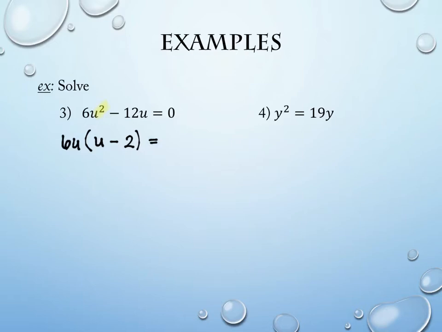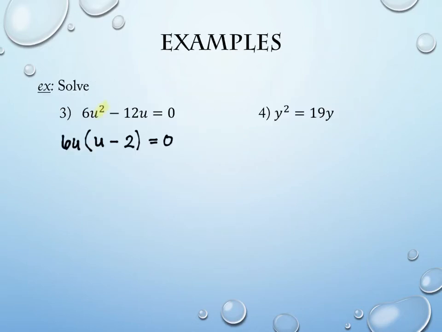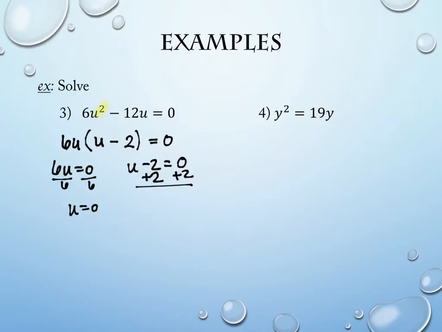Now, at this point, it's just like the problems from 1 and 2. I have two factors, and I set each one equal to 0. So 6u equals 0, and u minus 2 equals 0. 6u equals 0, I divide by 6, u is 0. U minus 2, I add my 2, u is equal to 2.